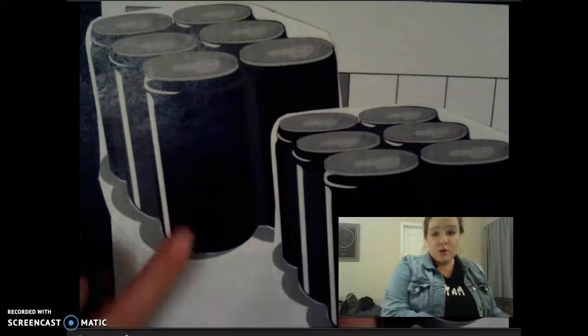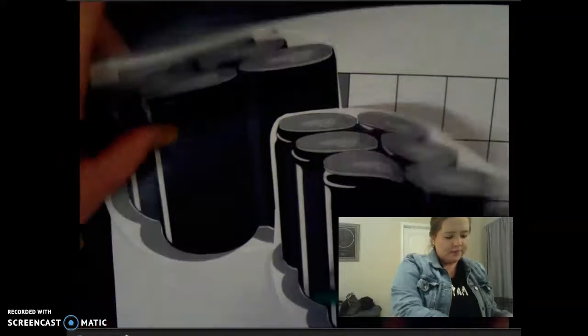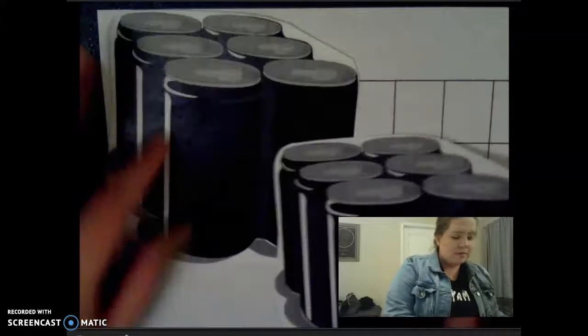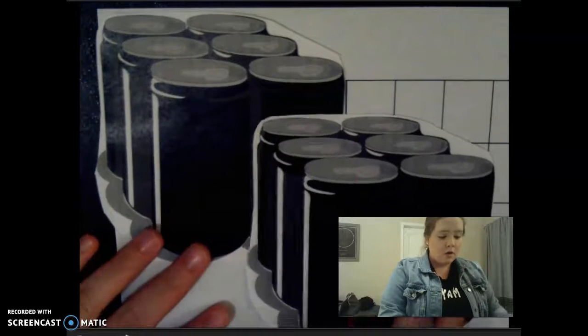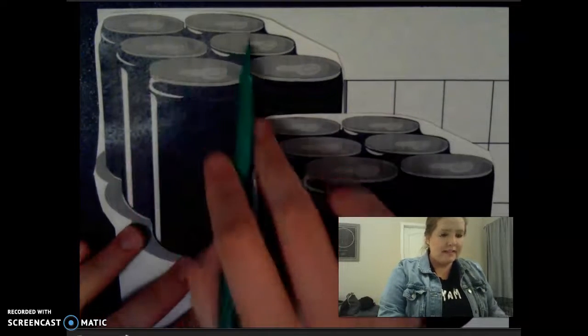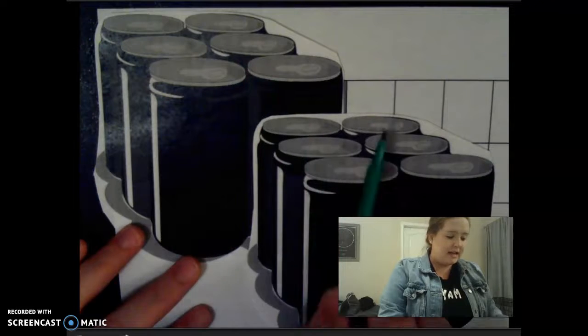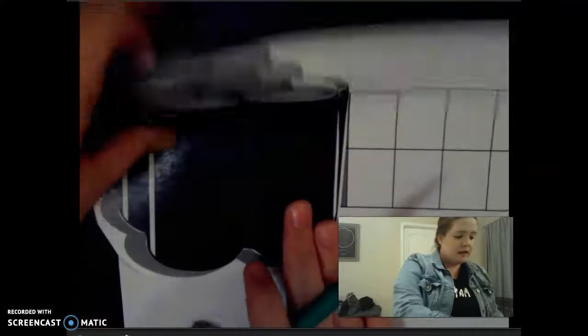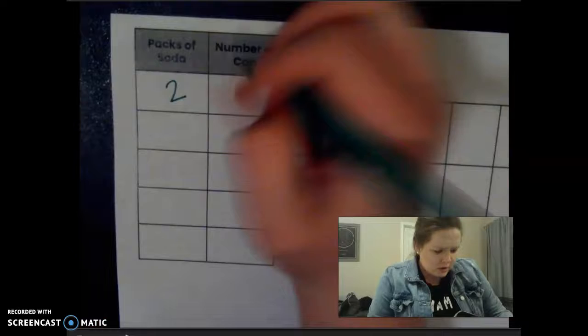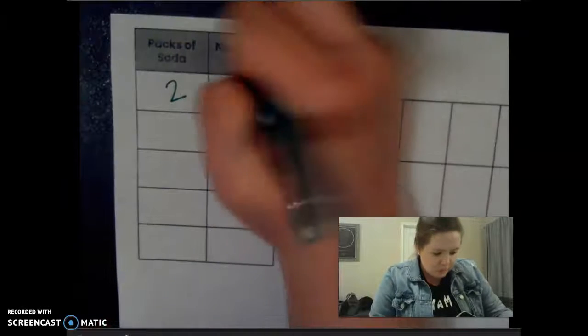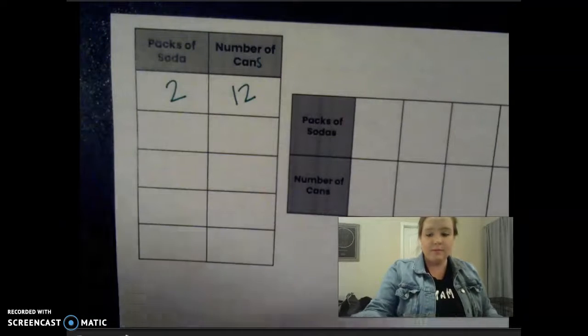Okay, so 2 packs of Coca-Cola equals 1, 2, 3, 4, 5, 6, 7, 8, 9, 10, 11, 12 equals 12 cans. All right?